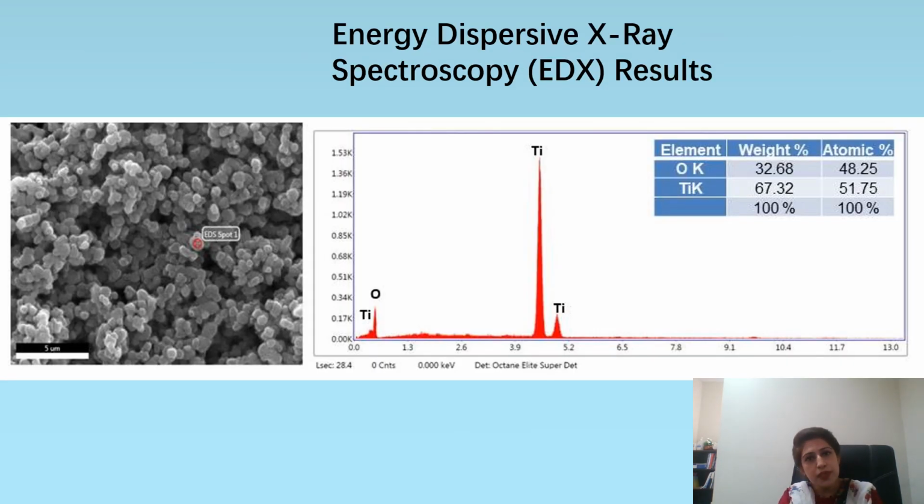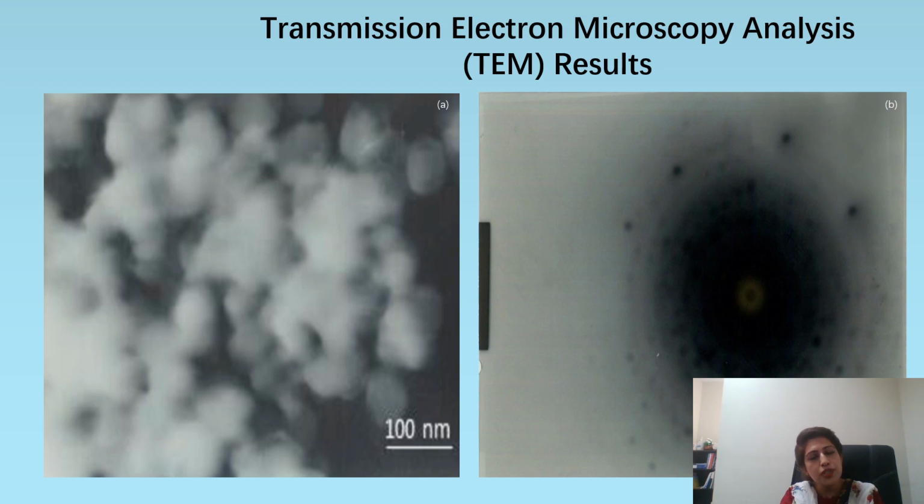The energy dispersive X-ray spectroscope totally showed the pure peaks of titanium and oxygen without the involvement of any other impurity. Now, the transmission electron microscope results are totally in collaboration with the SEM results because the size of the nanoparticles is quite large.